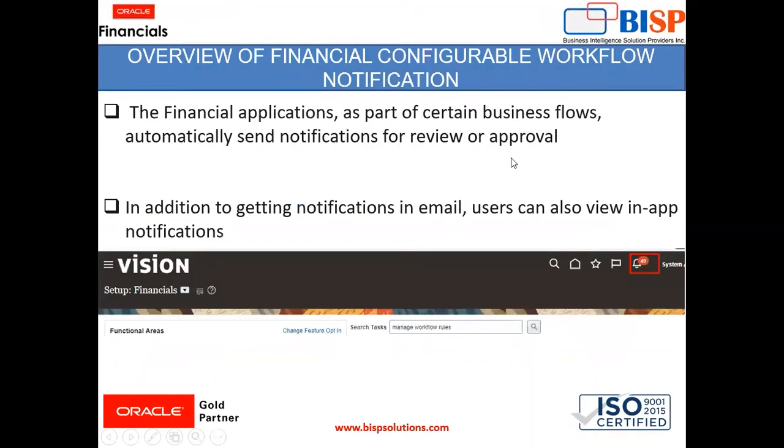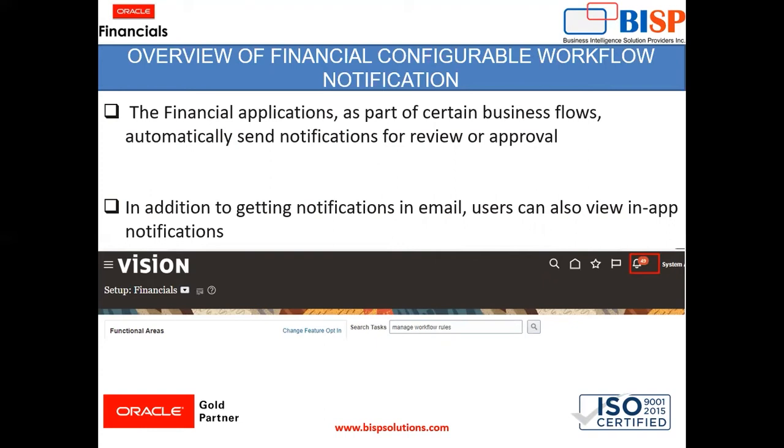So in the financial application, as a part of certain business flows, notifications are automatically sent for review or approval. For example, when a user submits an expense report, the approvers receive an email containing the approval request. So that approver needs to go to the email and just accept this approval request and approve the notification so that the expense report can proceed with the further process, right?